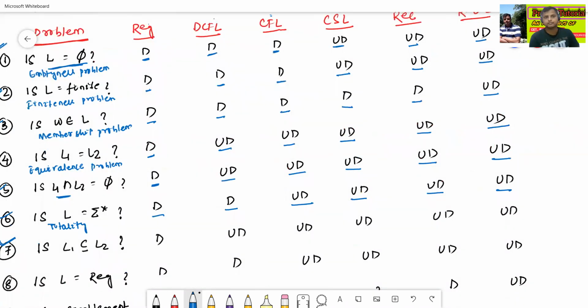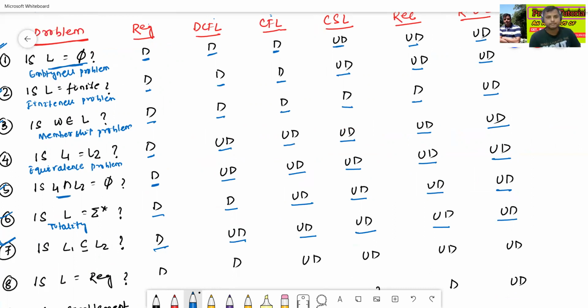The subset problem is decidable under regular language, undecidable under DCFL language, undecidable under CFL language, undecidable under CSL language, undecidable under REC language, undecidable under REL language. This is called the subset problem.